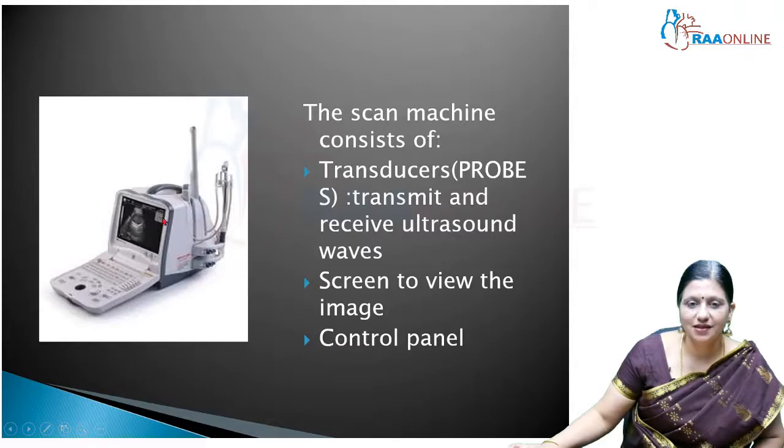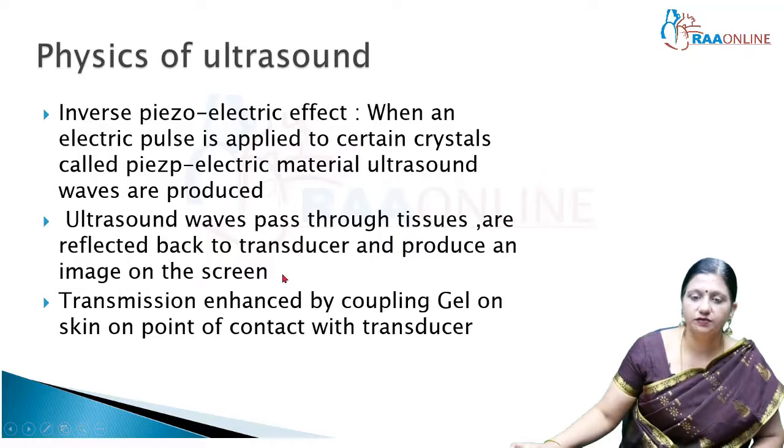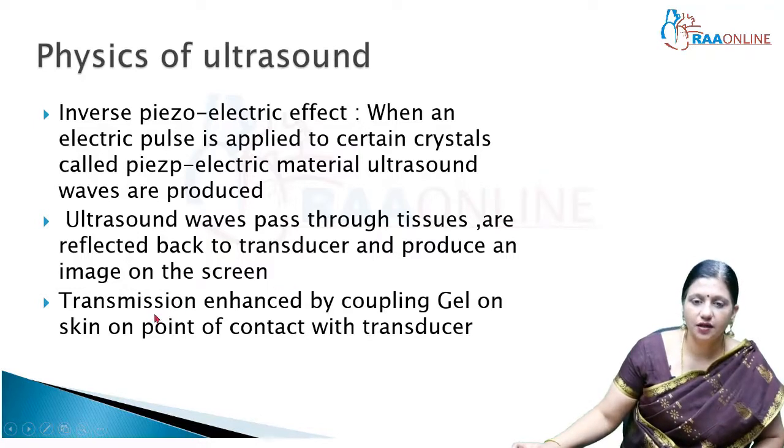The scan machine basically consists of a transducer probe which transmits and receives the ultrasound waves. So this is a transvaginal probe, this is a screen to view the image, and this is the control panel. It uses something called the inverse piezoelectric effect. When an electrical impulse is applied to a piezoelectric crystal, ultrasound waves are produced. These waves pass through the tissues, are reflected back to the transducer, and produce an image on the screen, using 256 shades of gray. This transmission requires a coupling gel at the point of contact for the transmission of sound waves.